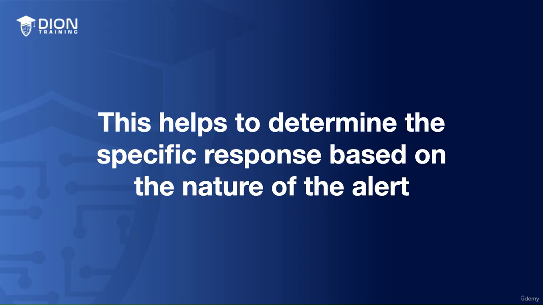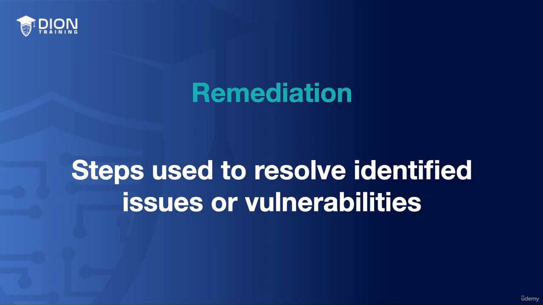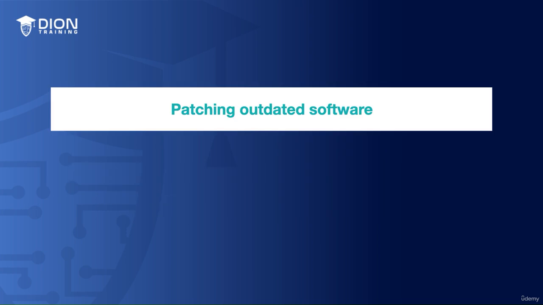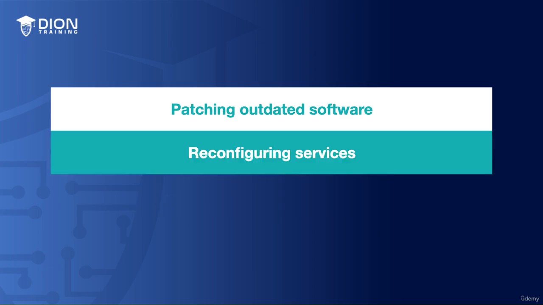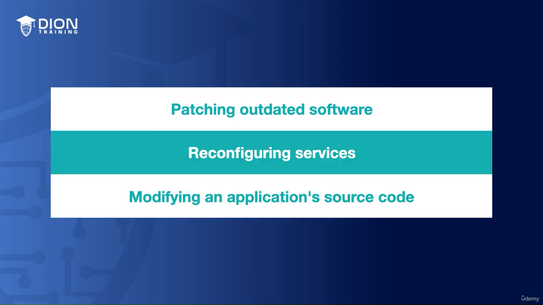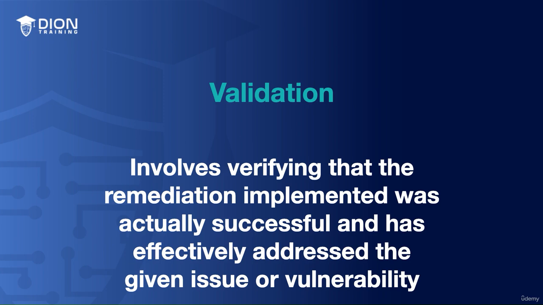Then, we need to begin the remediation or validation process, which helps to determine the specific response based on the nature of the alert and the organization's incident response procedures. When we talk about remediation, we're really talking about the steps used to resolve the identified issues or vulnerabilities, which could include things like patching outdated software, reconfiguring services, or modifying an application's source code. Now, validation, on the other hand, involves verifying that the remediation you implemented was actually successful and has effectively addressed the given vulnerability or issue.